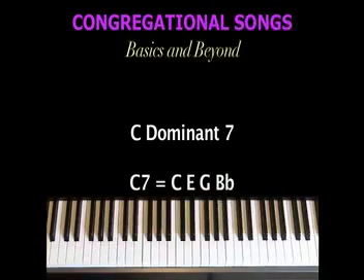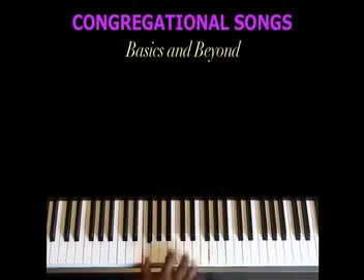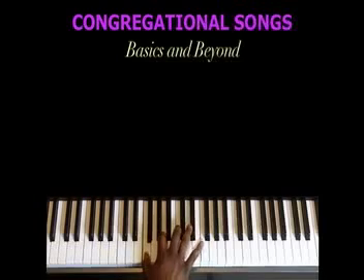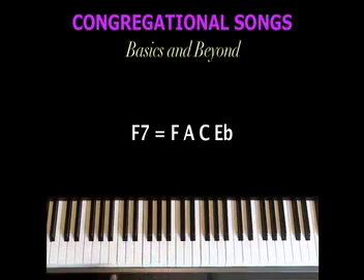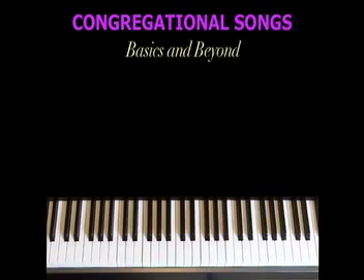Okay? Let's try another key. Let's do it in the key of F. Okay? F would be 1, 3 would be A, 5 would be C, and flat 7 would be E flat. 1, 2, 3, 4, 5, 6, 7, and then flat 7 would be the E flat. Okay, so technically that is how you would play a dominant 7 chord, okay? And that's indicated by a note and then just the number 7 beside it, okay?